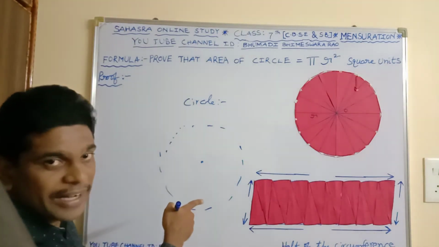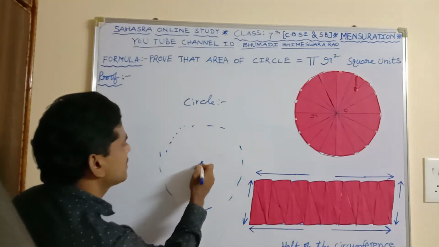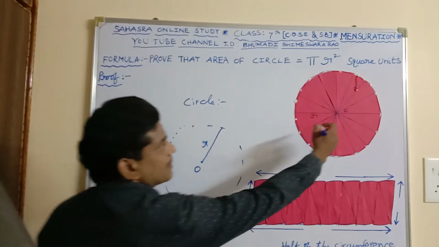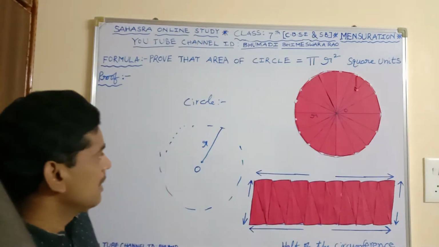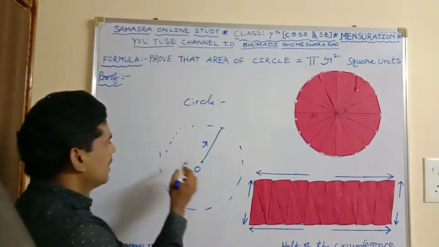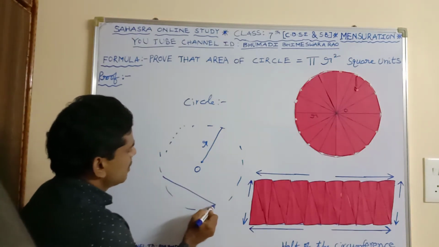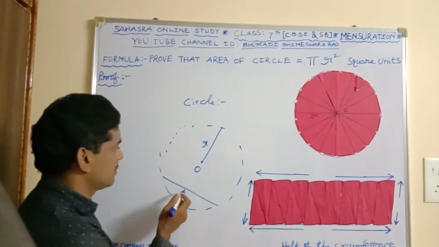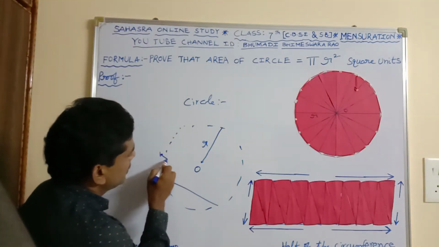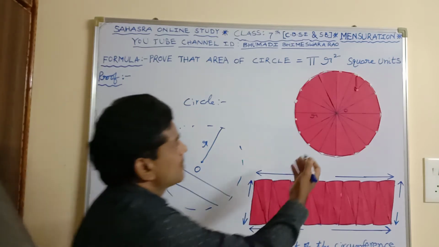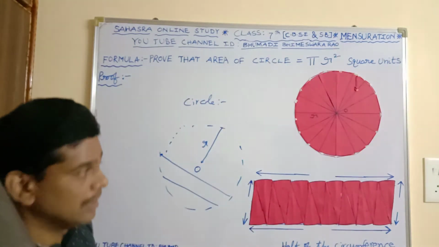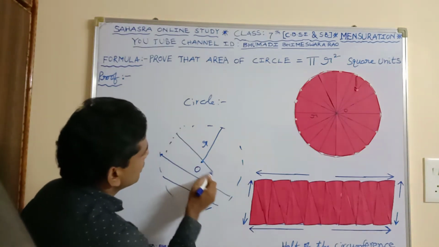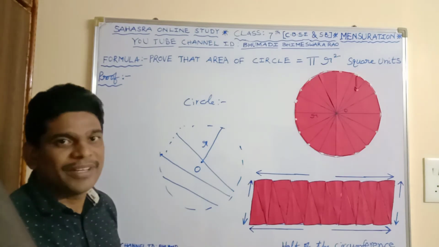The fixed point is called the center of the circle. The fixed distance is called the radius of the circle. The line segment joining any two points on the circle is called a chord of the circle. If any chord passes through the center of the circle, it is called its diameter.